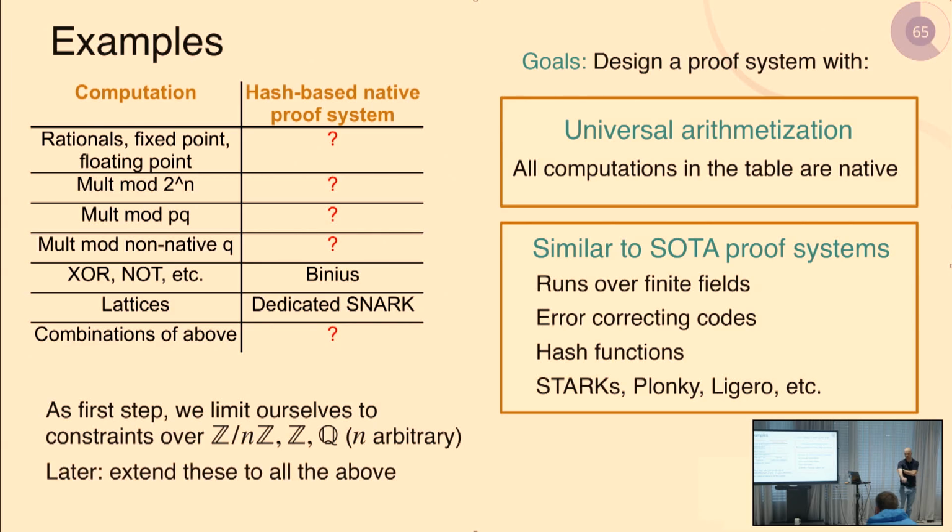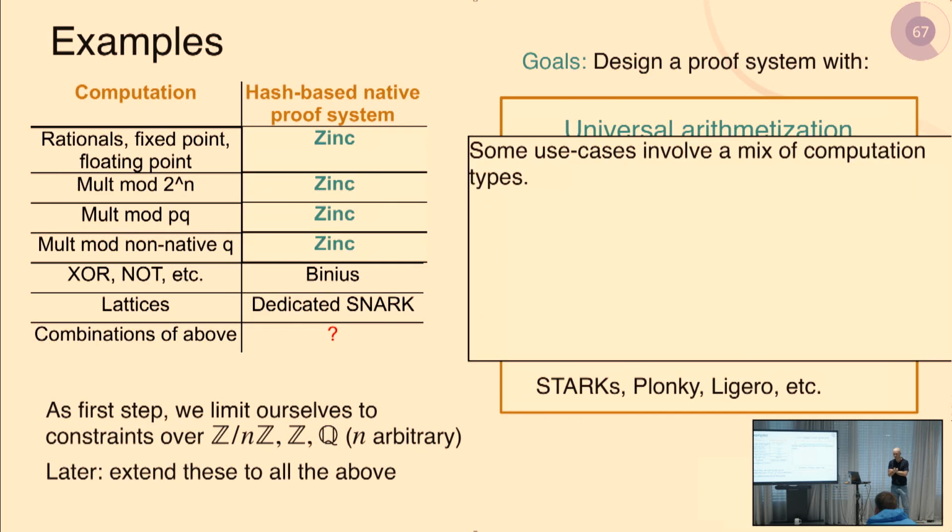Okay, and we are currently building a scheme for everything. I'll also explain a bit how we are trying to do that. Okay, so yeah, our scheme for this Z mod n, Z and Q is called Zinc.